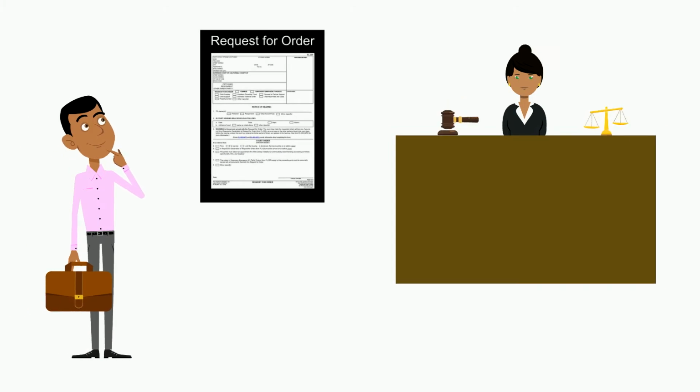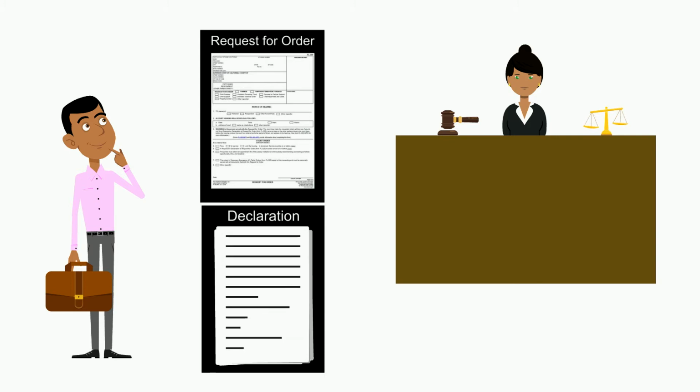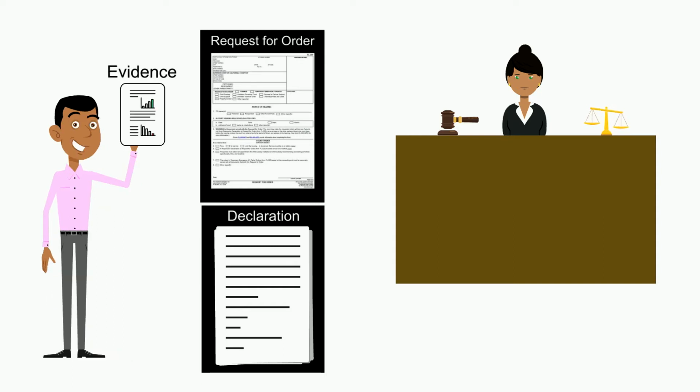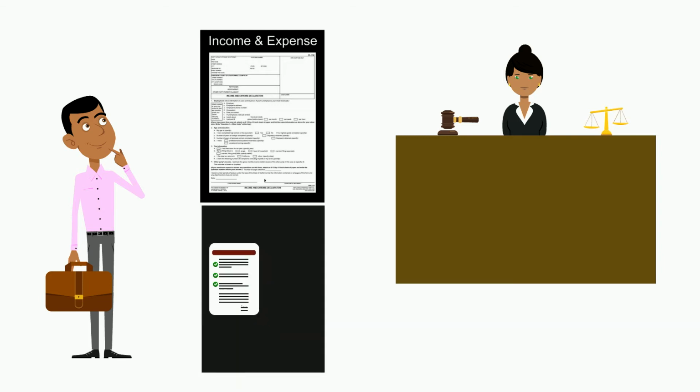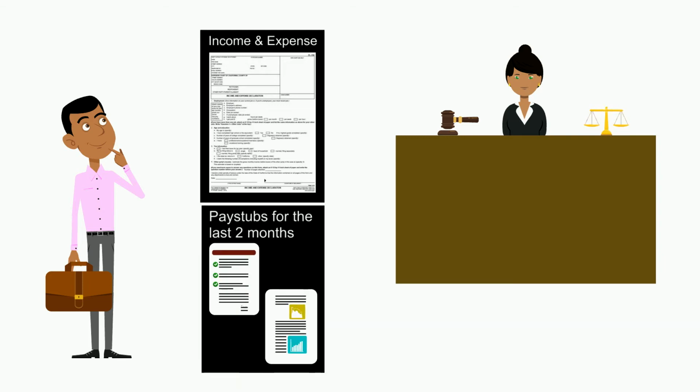With your request for order, you will have to provide the judge with a statement, referred to as a declaration, to inform the judge as to your reasons for asking for child support. In your declaration, you can attach any proof, referred to as evidence, to help support your statement. With your income and expense declaration, you will be required to provide information regarding your income and household expenses. You will also have to provide your pay stubs for the last 2 months.